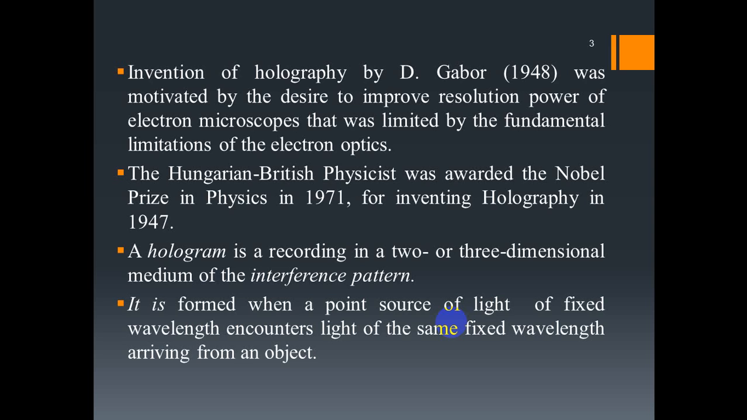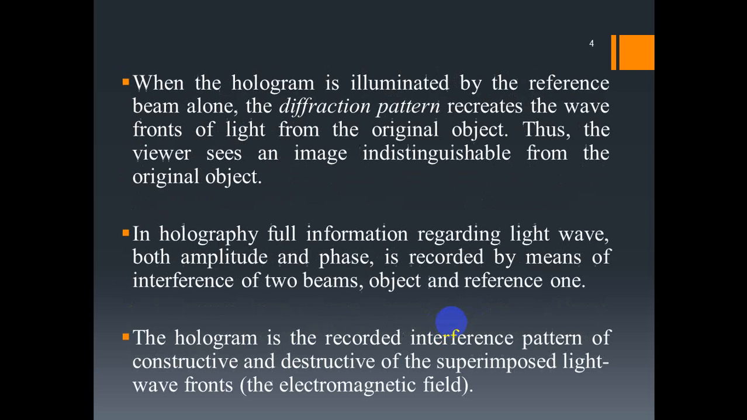The interference pattern is captured by the film and processed. The hologram is then illuminated with laser light. If it's laser light, then it's called transmission holography, and if it's white light, that is reflection holography. And then a holographic image is formed. When the hologram is illuminated by the reference beam alone, the diffraction pattern recreates the wave fronts of light from the original object. Thus, the viewer sees an image indistinguishable from the original object.